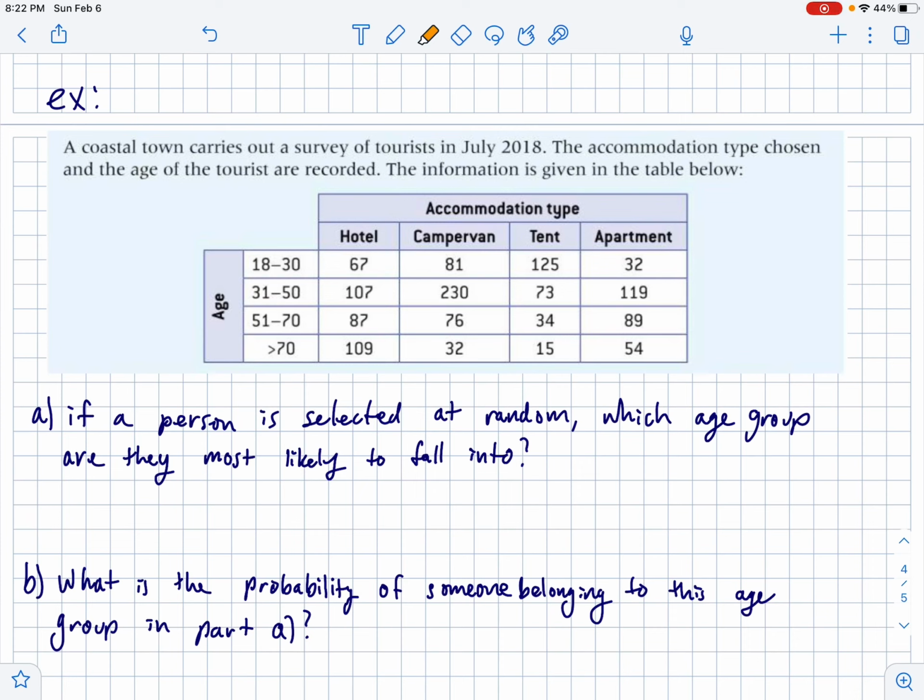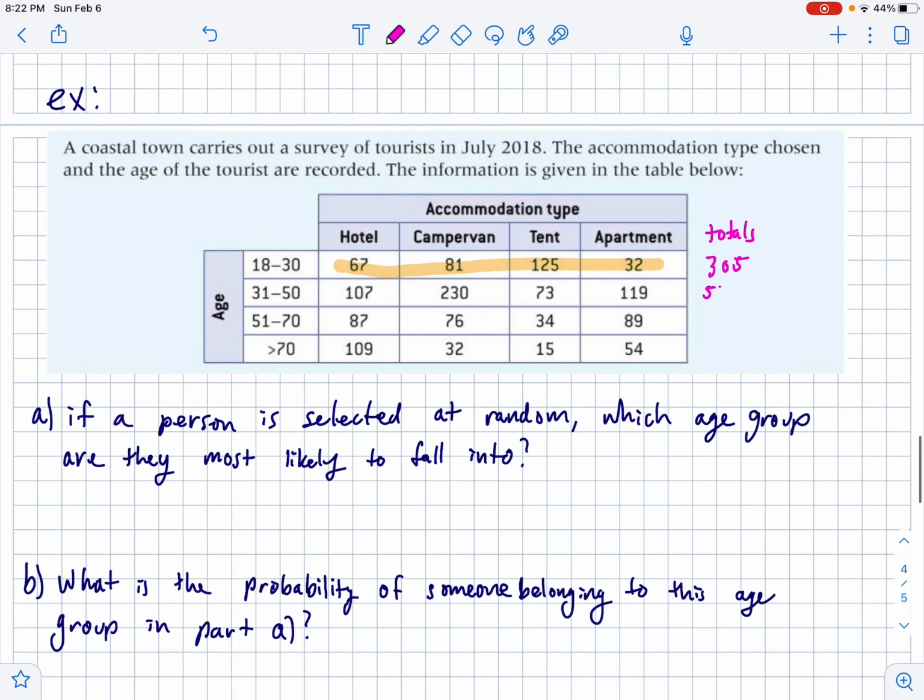So if we're going to select a person at random here, which age group are they most likely to fall into? Well, we need totals for all this stuff to be able to talk about any of the math. So if you add up all these numbers right here, I believe you get 305. So I'm going to add totals onto this. If you add up the next row, I believe this is 529. Then this one is 286, and then 210, giving us a grand total of 1,330 people that were in the survey.